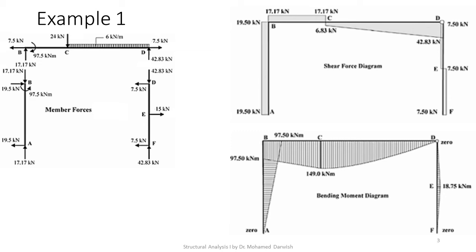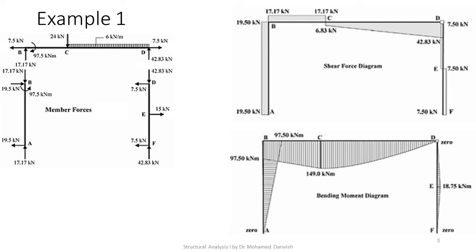If we take a section at C, we will see the maximum force. You could look left or look right. This will not make any difference. If you look left, you will see 17.17 times the distance within the same direction plus 19.5 times 5.